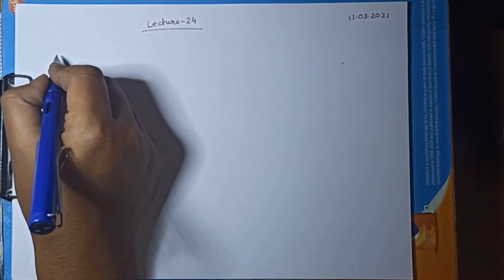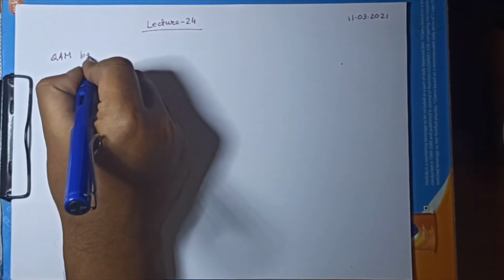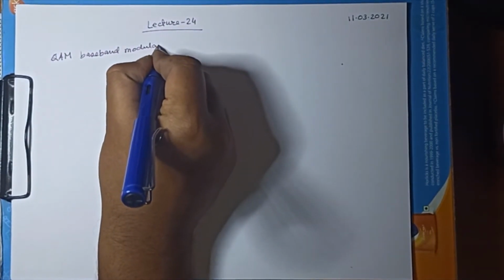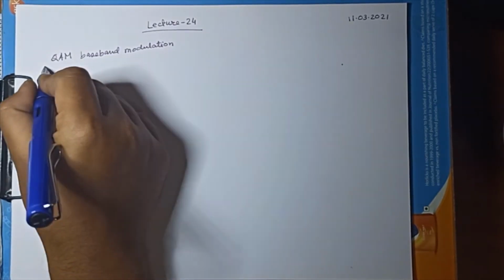So in the last class I was talking about the QAM structure. The first step was of course the map design, the constellation map design, that I was discussing, how you can get it directly from the bit stream. Next step is obviously the baseband modulation. So this will be similar to the PAM. Modulation, demodulation.